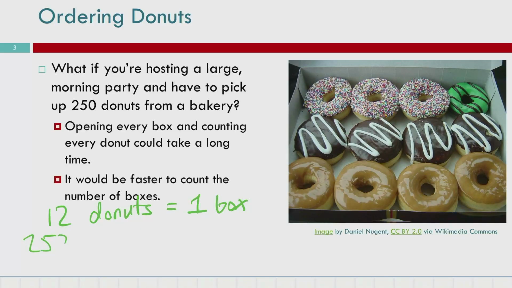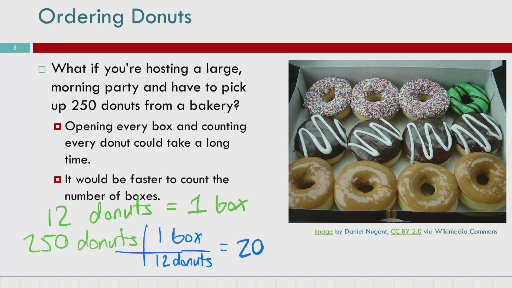If we've got 250 donuts, we divide by 12. And we would get 20 boxes with a remainder of 10. So, I don't want to pull my calculator out for this one. 20 boxes plus 10 donuts, we would expect to see 21 boxes. And that wouldn't take very long.